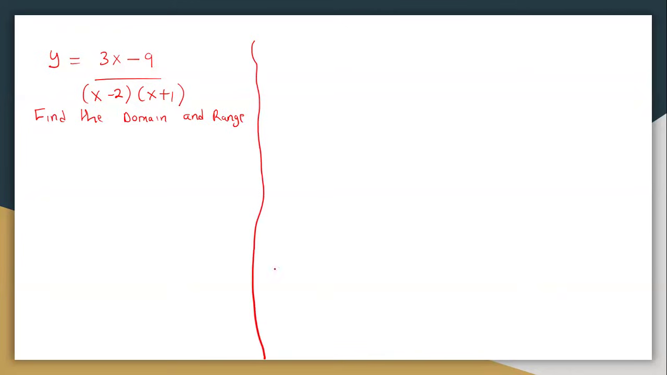We have y equals 3x minus 9 over x minus 2 times x plus 1. So find the domain and the range. I want everyone to first get the domain quickly before we go on to the range. Okay, this is the last one.